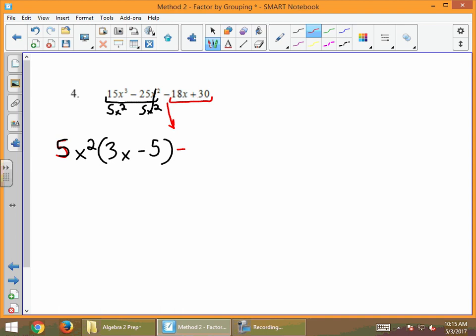Do you guys know off the top of your head what the GCF of 18 and 30 is? You may. Or do this. Here's a little question. 3 times what gives you 18? 6.